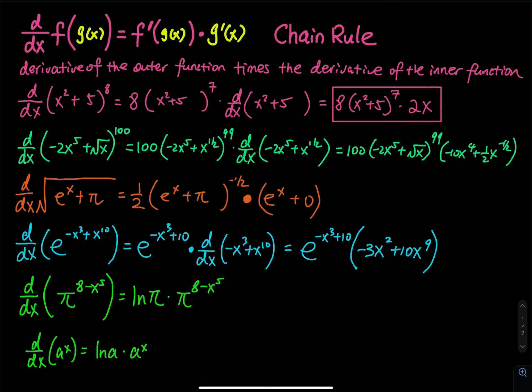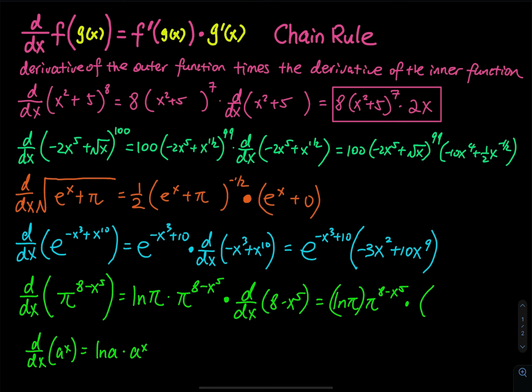Am I done? No. We have a fifth power. We have a function inside the exponent, so we have to multiply the derivative of the power, 8 minus x to the fifth. So overall, we have ln pi, and then multiply pi raised to the 8 minus x to the fifth, and then we multiply the derivative, which is 0 minus 5x to the fourth.